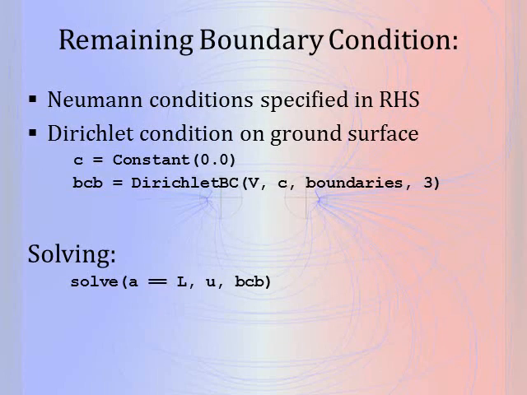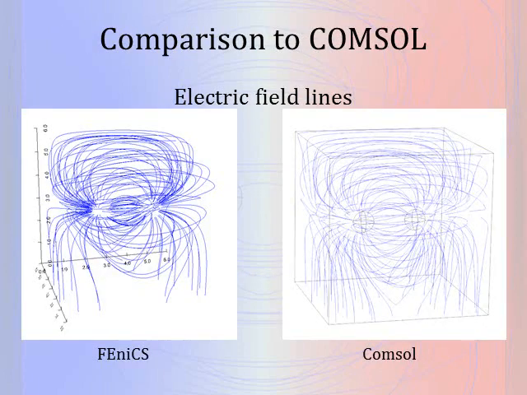The remaining boundary condition for the bottom surface of the box is a Dirichlet condition, specified as the constant 0. From here, the problem was solved using the linear solver in FEniCS. After exporting the results to ParaView, we were able to see the electric field lines induced by the potential difference. As you can see, some of the field lines are going to ground as expected and verified by the comparison to COMSOL.